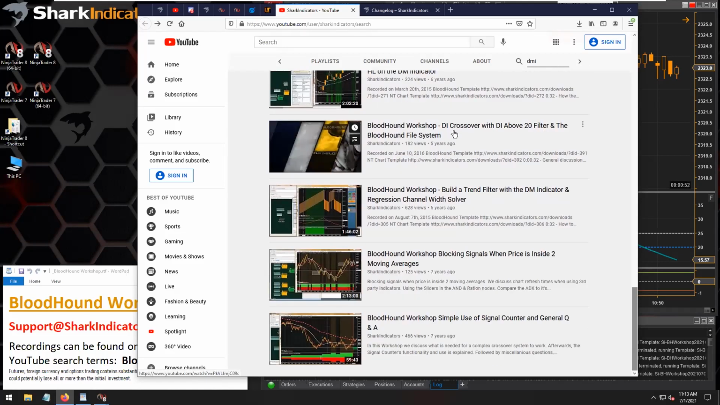There we go. Here's a very simple one. So DI crossover with the DI above 20. So there you go. The DIs crossing each other, but they're above 20. Lots of ways to analyze those DI lines there. So, all right. Well, it looks like that kind of does it for TS's question there.